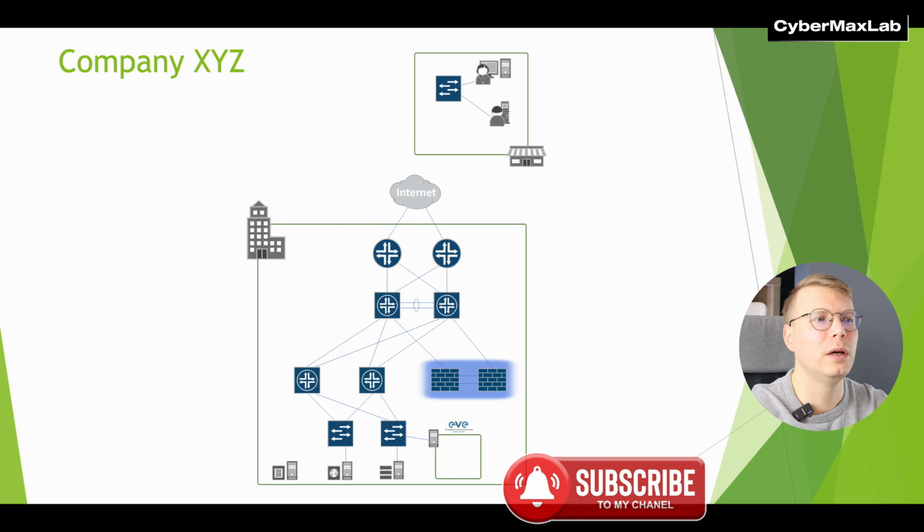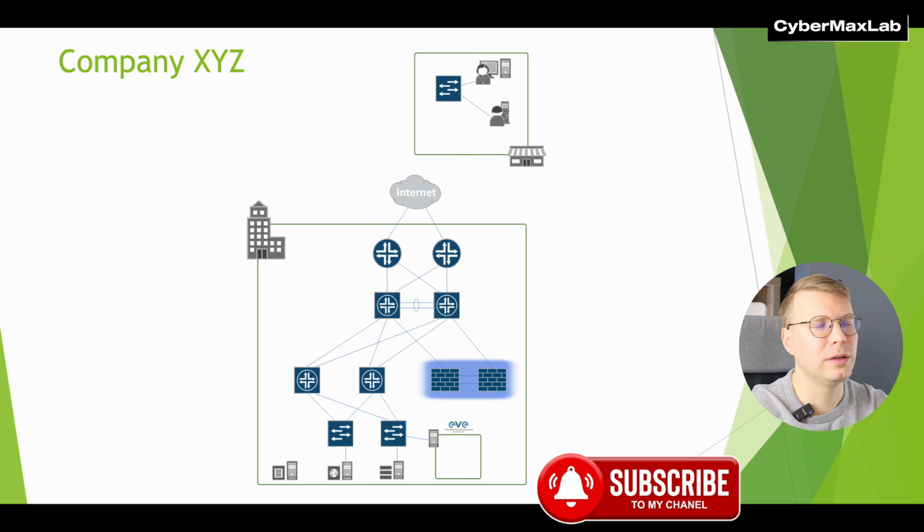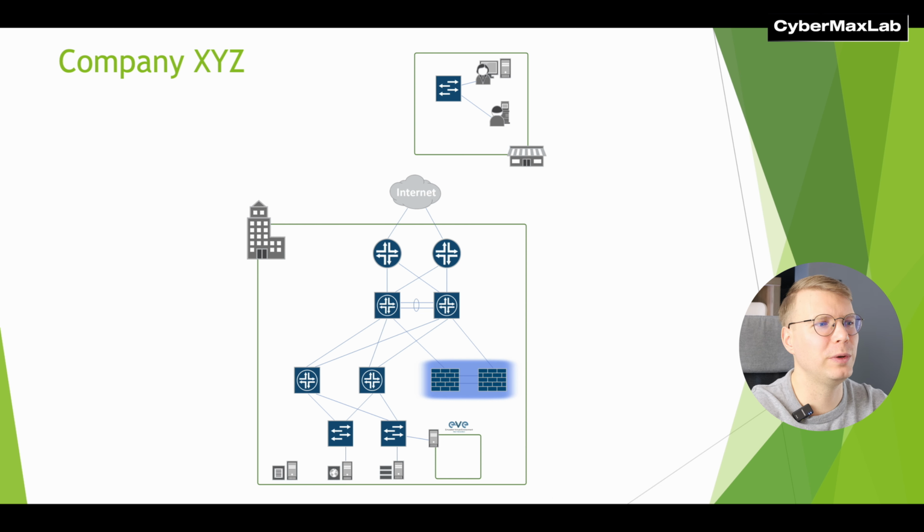So this is the sample network of the XYZ Corporation. It has headquarters down below with a dedicated data center on premises. And then there are a bunch of retail offices up above.